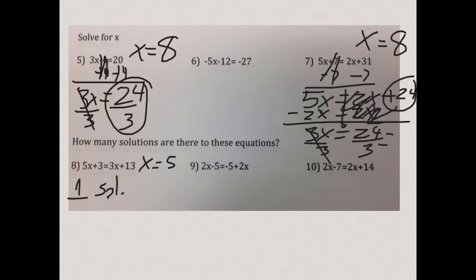Now, if I look at 2x minus 5 is equal to negative 5 plus 2x, one thing I can do is let me switch these numbers. Let me put 2x first and put the negative 5 behind it. Well, now I have what looks like a mirror. 2x minus 5 is equal to 2x minus 5.